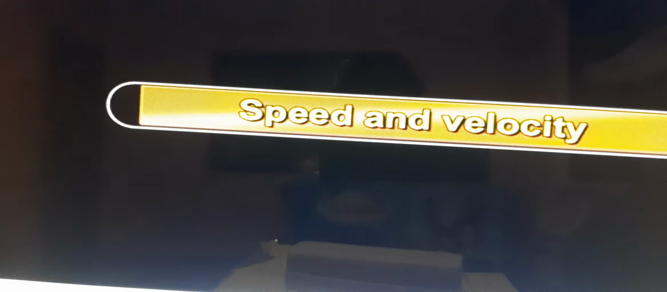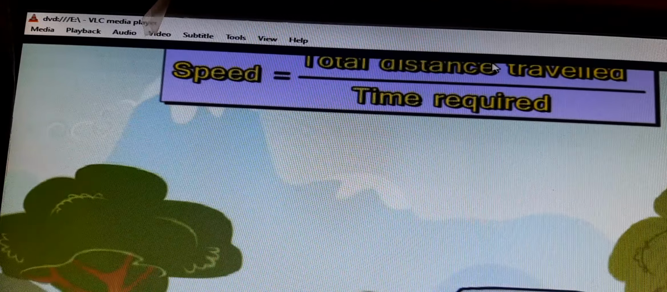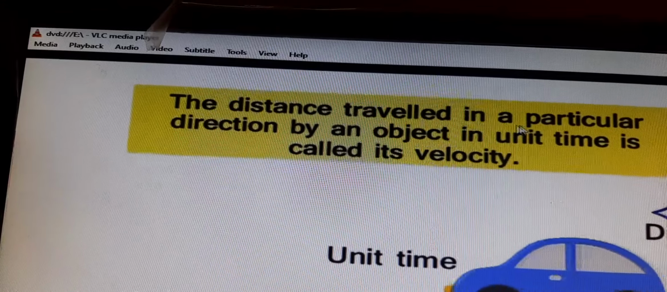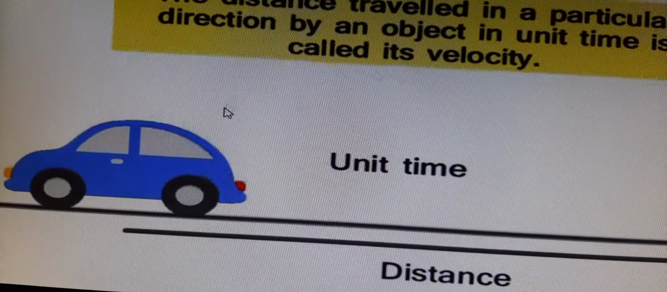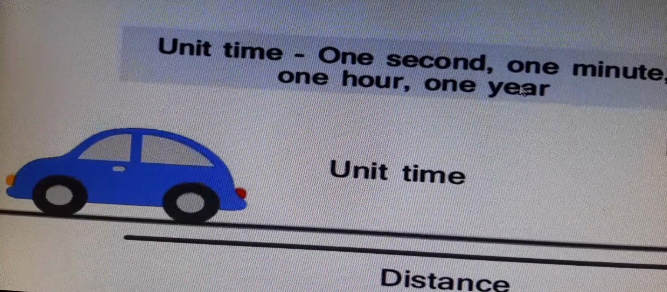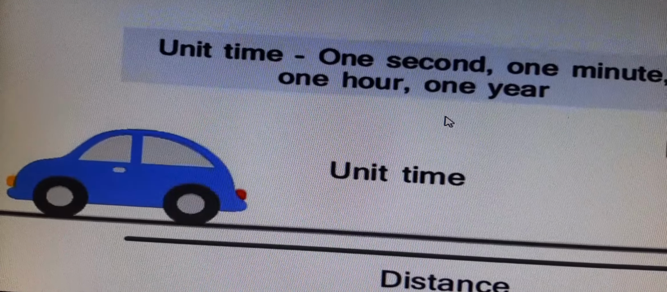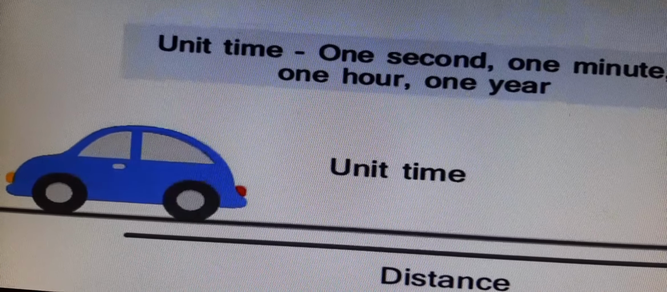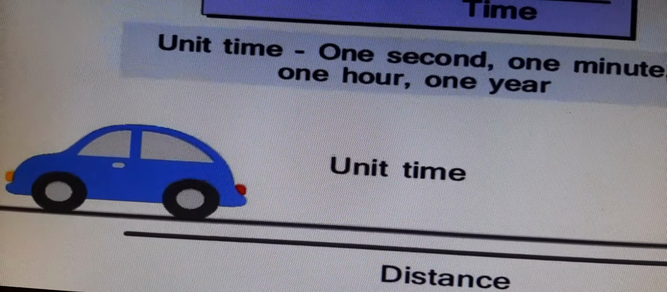Then what is meant by speed and velocity? Speed means the total distance travelled upon the time required, and the distance travelled in a particular direction by an object in unit time is called velocity. Unit time is 1 second, 1 minute, 1 hour, or 1 year also. The units of speed and velocity are the same. In the SI system the unit is meter per second, while in the CGS system it is centimeter per second.